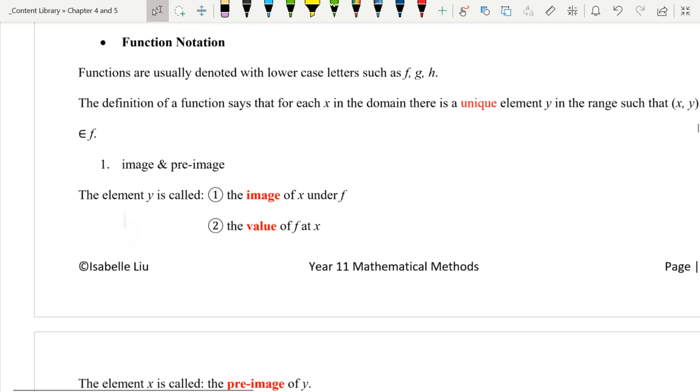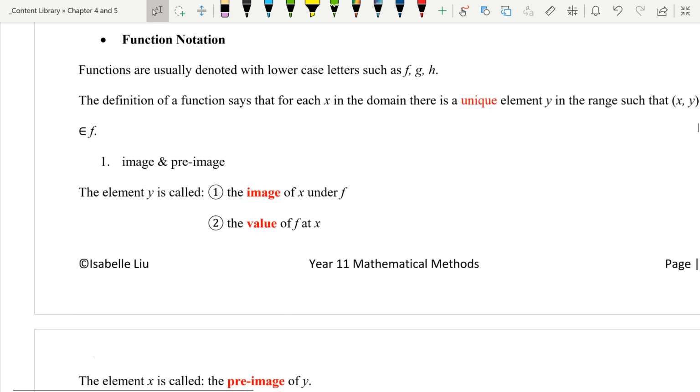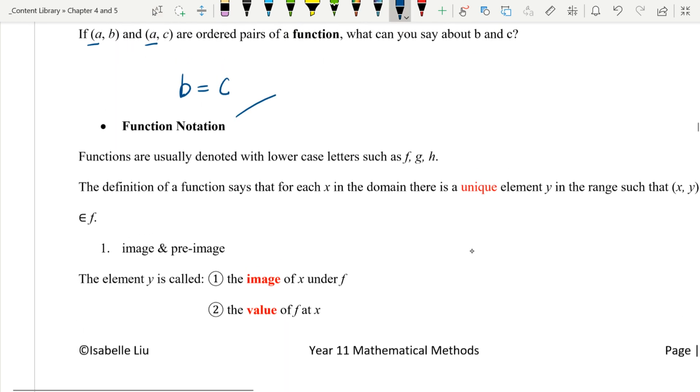So back to here. In my function notation, I need to know a couple of things. I need to know the name of the function. I need to know the domain of the function. And I need to see the rule, or say the equation, of the function. I need to see those 3 things in one notation.